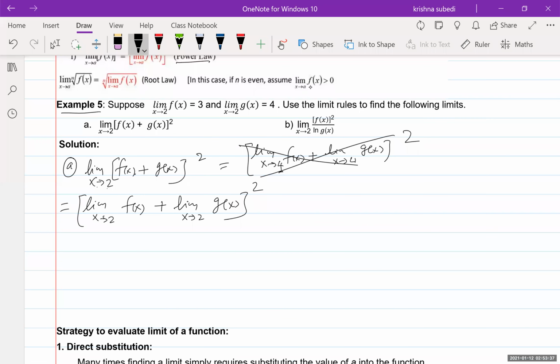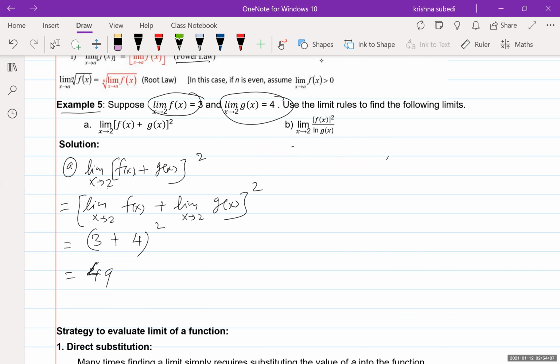Okay, so then we have the value. Limit x tends to 2 of f of x, we know that is 3. And limit x tends to 2 of g of x is 4. So just plug in those values, and your answer is going to be 40. That's it. Any question? No, Professor. All right.